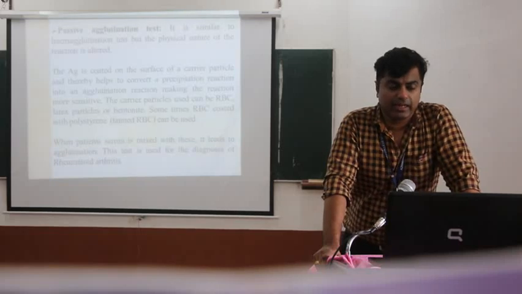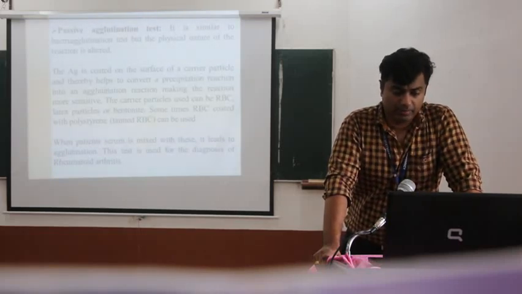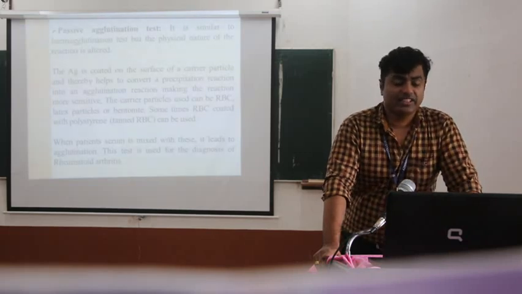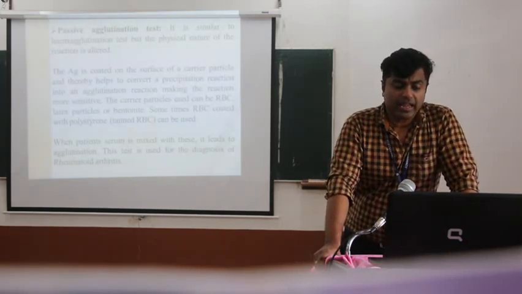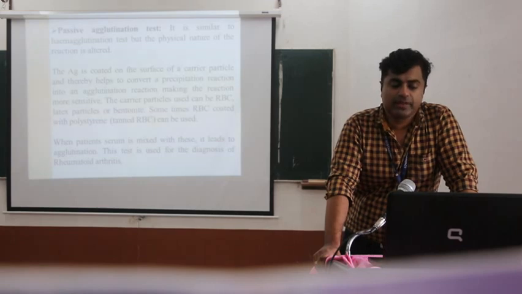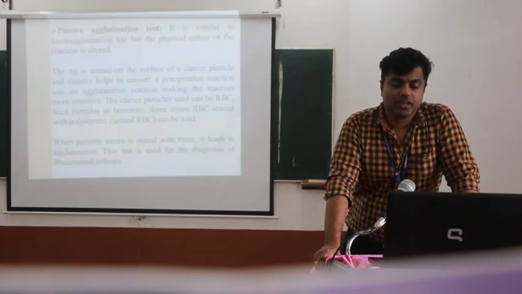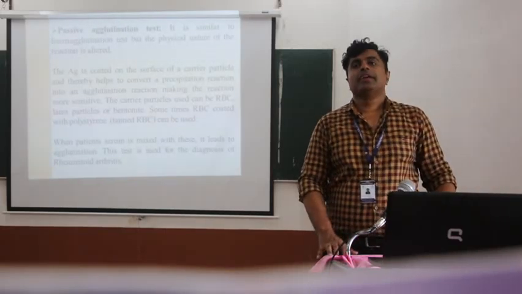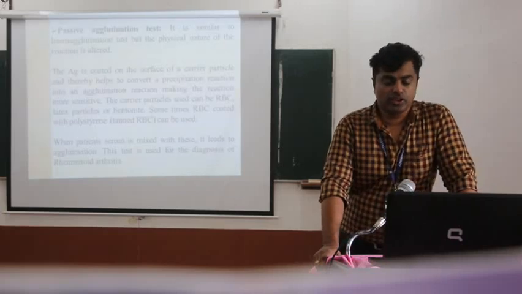Next one is the passive agglutination test. It is similar to the hemagglutination test because the physical nature of the test is altered. Here the antigen is coated on the surface of the carrier particle and thereby helps to convert a precipitation reaction into an agglutination reaction by making the reaction more sensitive. The carrier particle used can be RBC, latex particle or bentonite. Sometimes RBC coated with polystyrene can also be used. So when the patient serum is mixed with this, it leads to agglutination. This test is mainly used for the detection of rheumatoid arthritis.